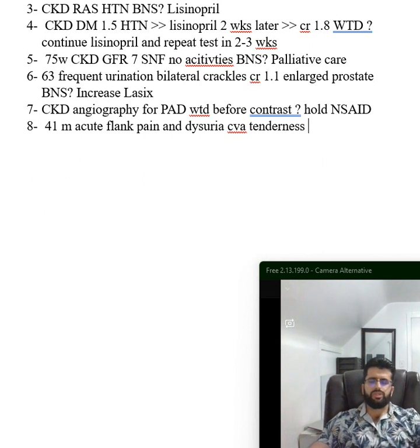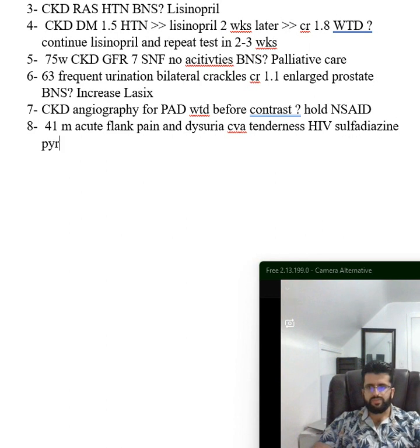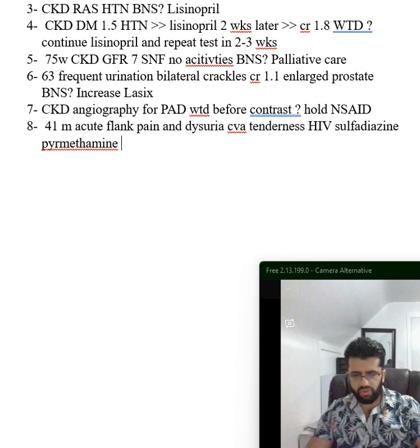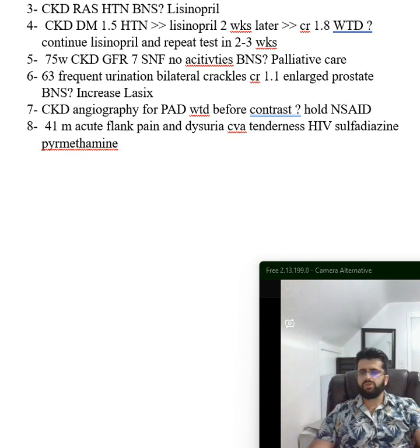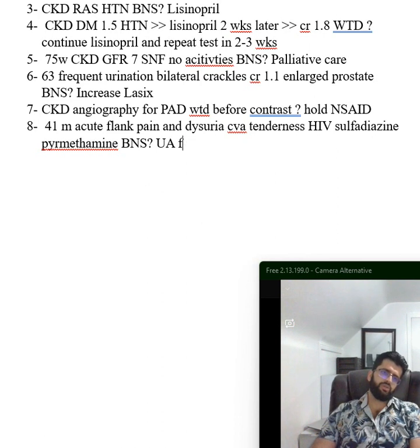The other thing is the patient has HIV and was started on sulfadiazine-pyrimethamine for toxoplasma prophylaxis because the patient has HIV. Okay, so you need to do prophylaxis for toxoplasma. So what do you do? Best next step, you do urinalysis for crystals.